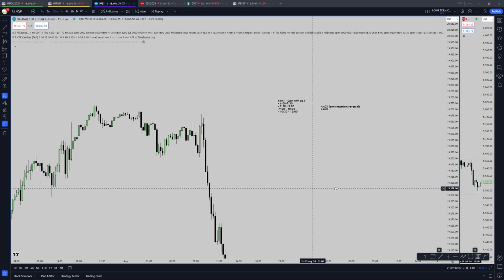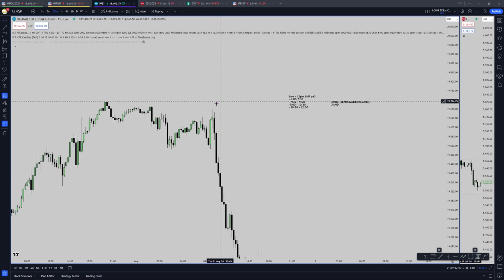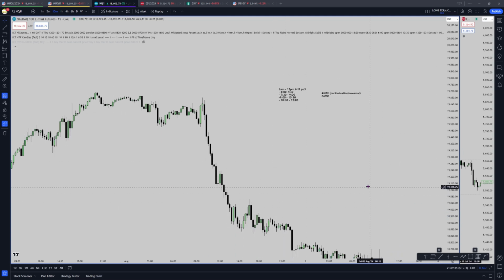The kill zone indicator just shows me what the weekly open is, where the Asia high or low was placed, the London high or low. It's just more visual.